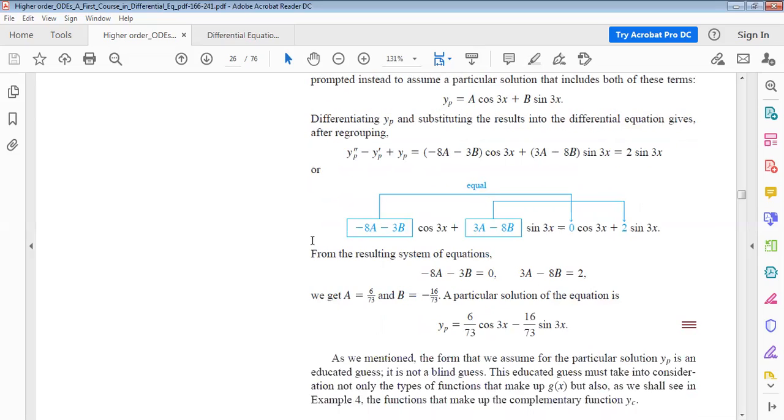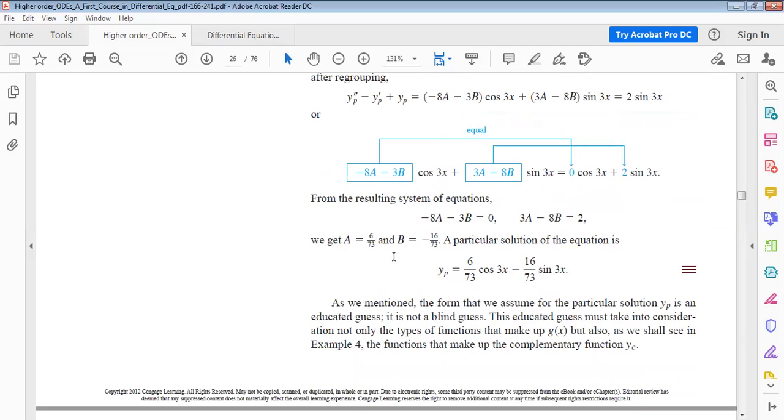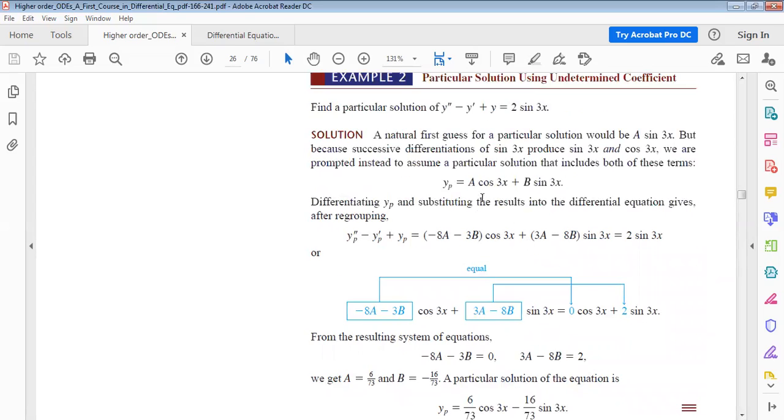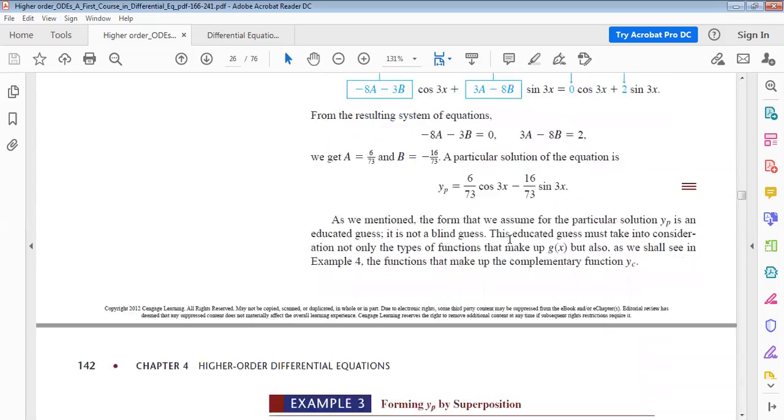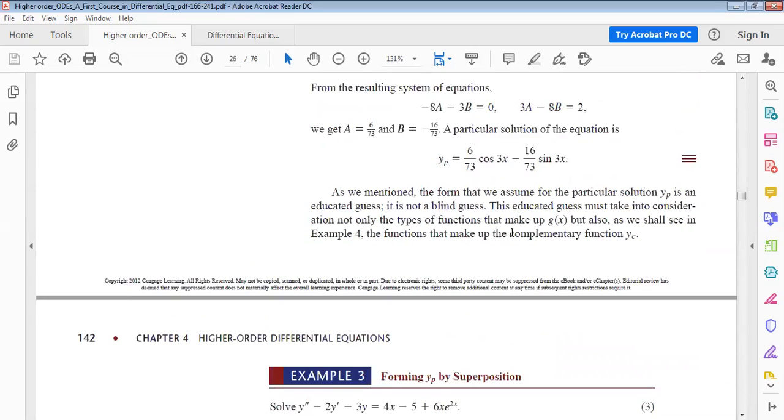This is why, equating the coefficients on both sides, from the resulting system we get minus 8a minus 3b equals 0 and 3a minus 8b equals 2. Now solving for a and b, we get a equals 6/73 and b equals what? Minus 16/73. Just solving. The particular solution becomes, putting the a and b values, yp. Yp will be this. Okay, so this is the particular solution.